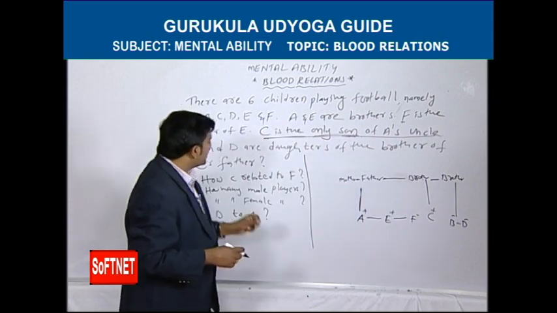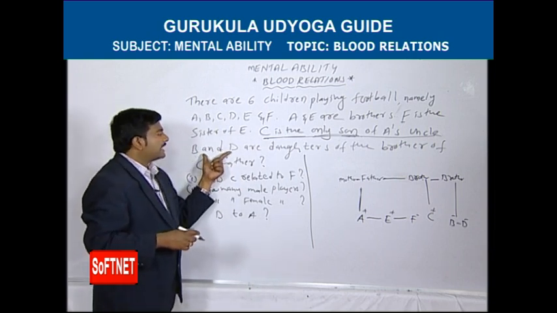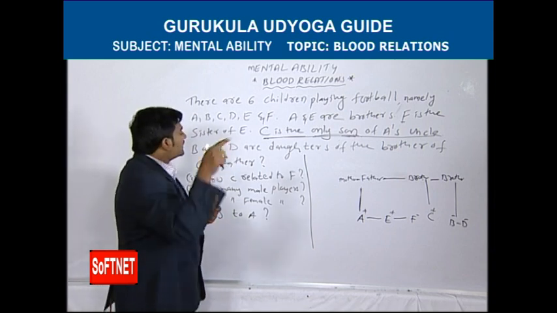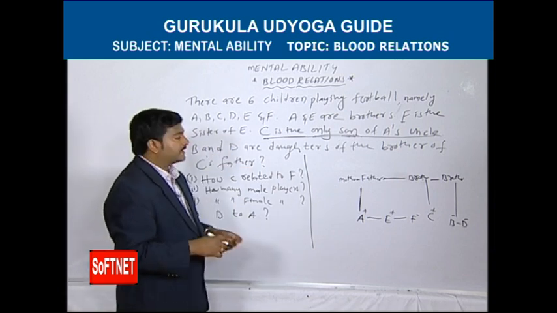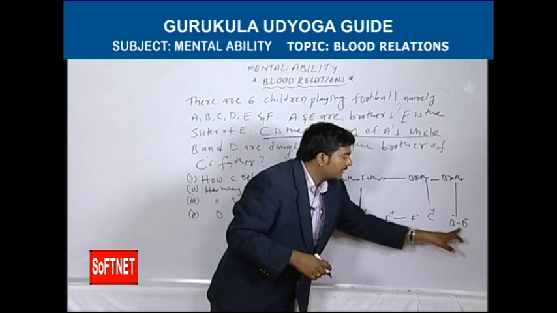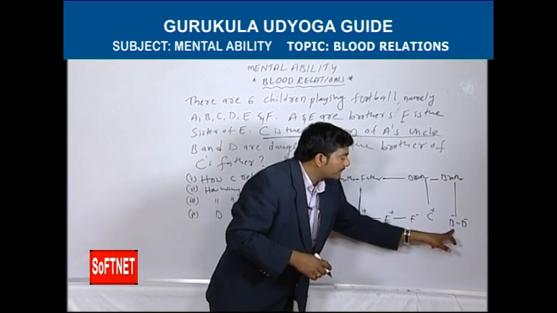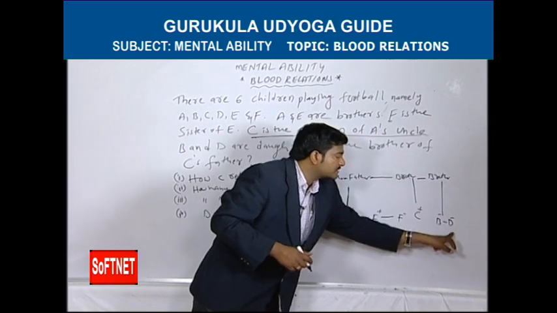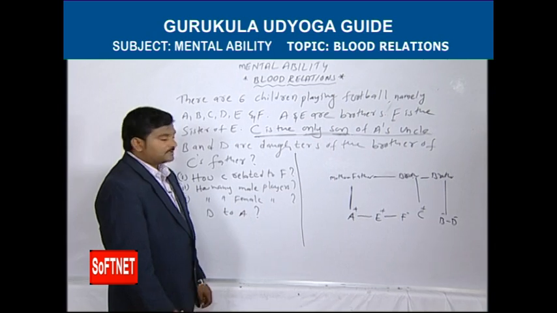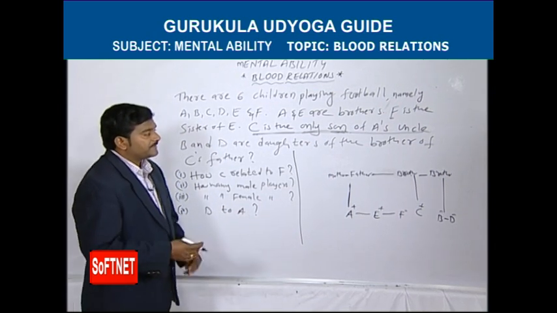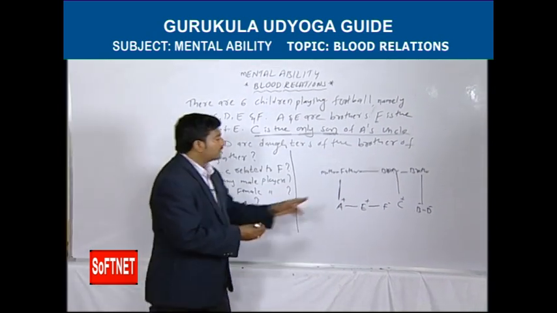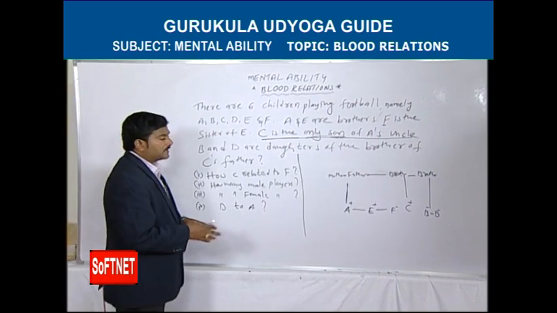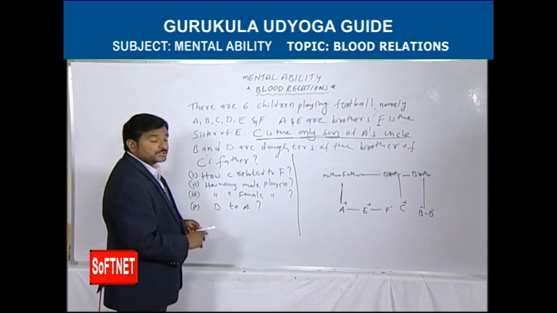I hope you understood. And what about B and D? B and D are the daughters of the brother of C's father. I know C's father. His brother's daughters are B and D. So that is the generation chart. Even though he didn't mention the other two, I have simply taken them as dummy variables. You can ignore that; no question will be on that.